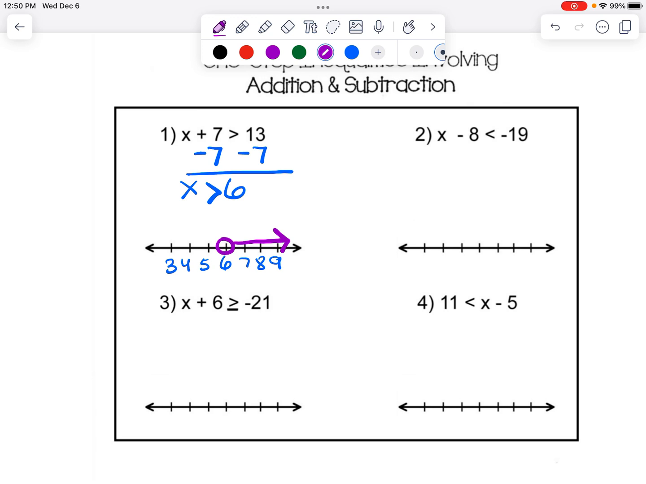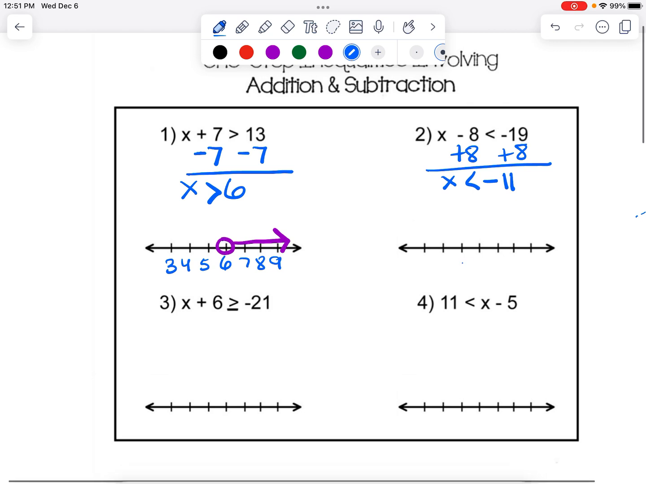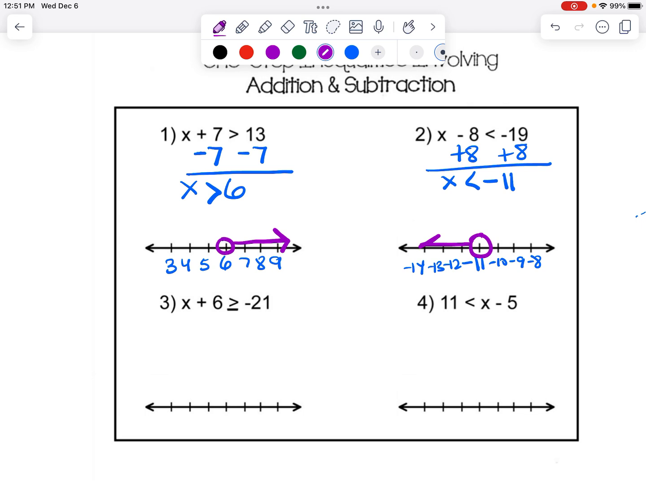For the next inequality, I have x minus 8 is less than negative 19. Since x is being subtracted by 8, the opposite would be to add 8 to both sides. Bring down the x. Negative 8 plus 8 is 0, and then negative 19 plus 8 is negative 11. On my number line, I'm going to make sure I have a negative 11. I'm going to count from there. Negative 12. It's so hard to squeeze it in there. I'm going to do an open circle because there's no line underneath the symbol on the negative 11, and I want to show all the numbers less than negative 11.